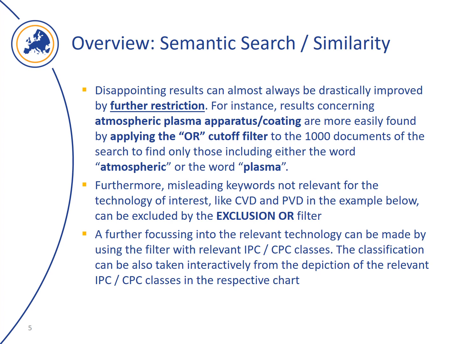On the other hand, a further approach then is to use further restrictions, so-called filters, as it is called in Optimine software. For instance, in this example of atmospheric plasma coating and so on, one can use the two expressions atmospheric and plasma, and specify that these shall be in the title, abstract, or claims.